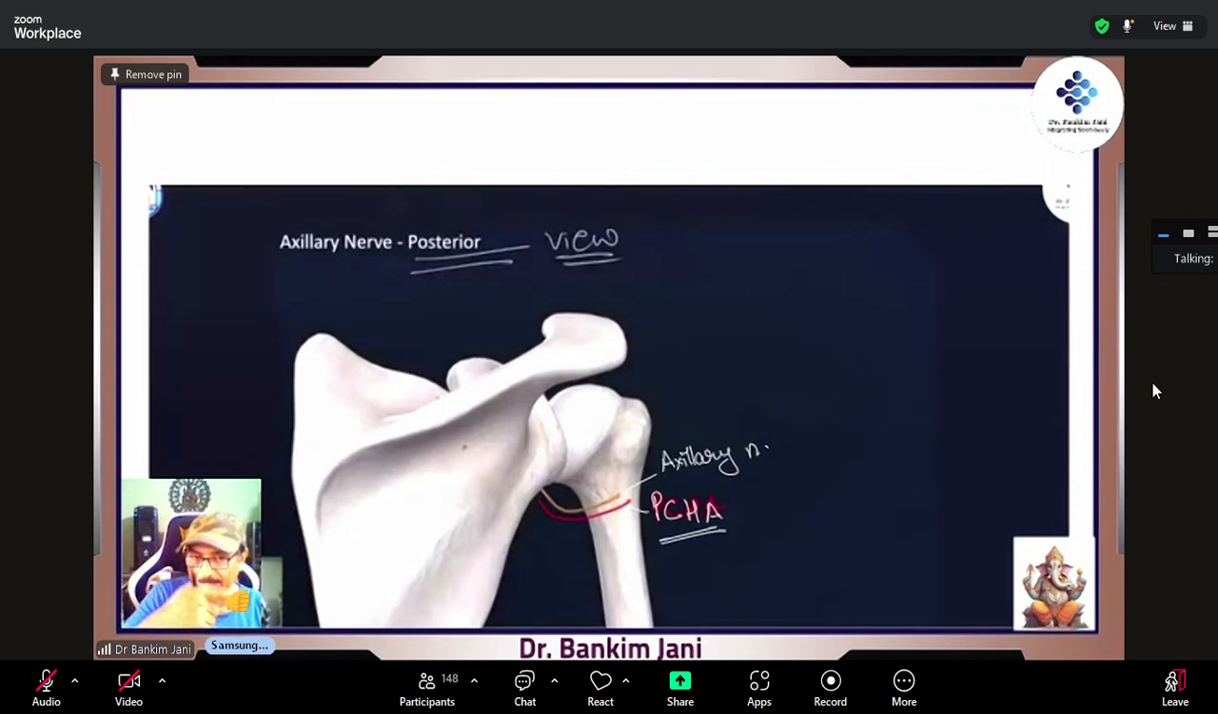This nerve does not go anteriorly, right? This question is sometimes asked in viva: why not the anterior circumflex humeral? Because the anterior circumflex comes from the anterior and the posterior from the posterior, and that's where they both meet. This axillary nerve is associated with the posterior circumflex because it is coming posteriorly. And this area is the surgical neck.